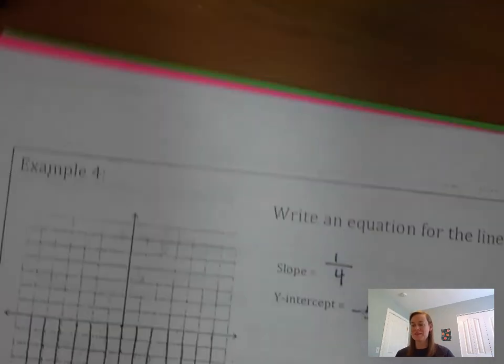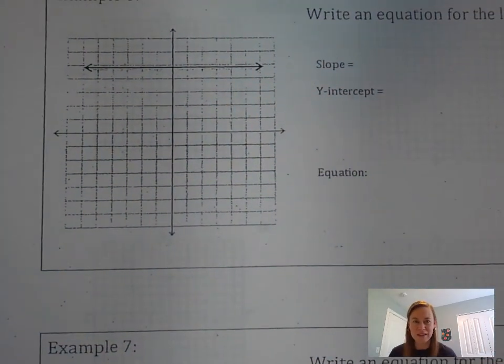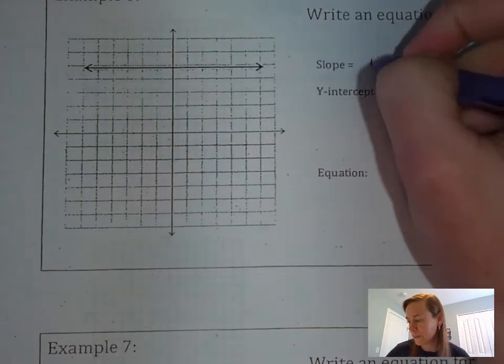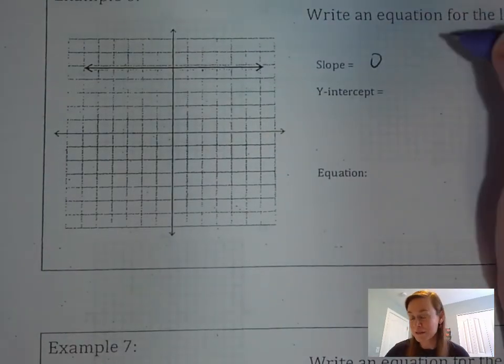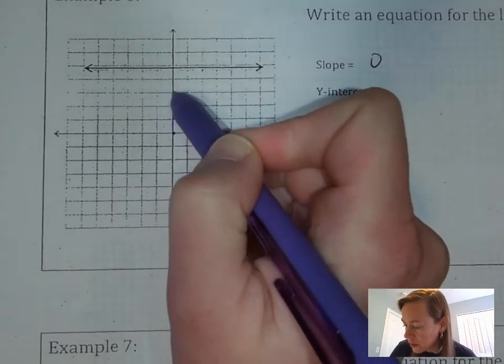Okay, more examples. Got 2 more for you. Hey, we've got a horizontal line. So remember what I said? Well, it's asking for slope and y-intercept. Let's go ahead and do that. Slope is 0. And if you said no slope, that's a good answer too. Y-intercept is, let's see, here's the origin. 1, 2, 3, 4, 5.